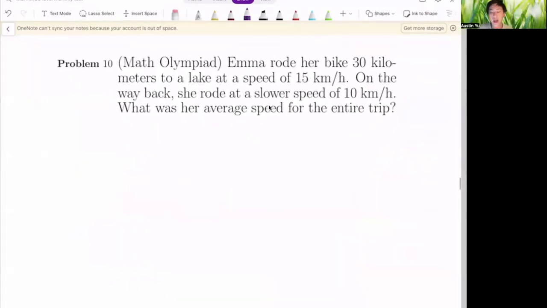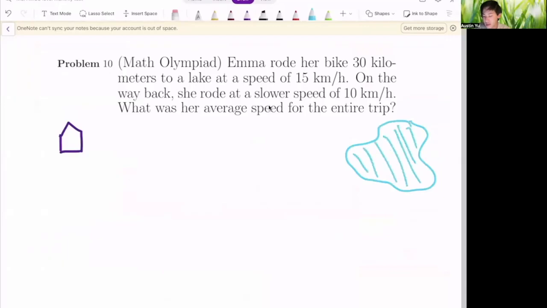Problem 10. Emma rode her bike 30 kilometers to a lake at a speed of 15 kilometers an hour. On the way back, she rode at a slower speed of 10 kilometers an hour. What was her average speed for the entire trip? So let's say here that she rode her bike from home. And then the lake will just be, let's draw a lake. This is going to be the lake.